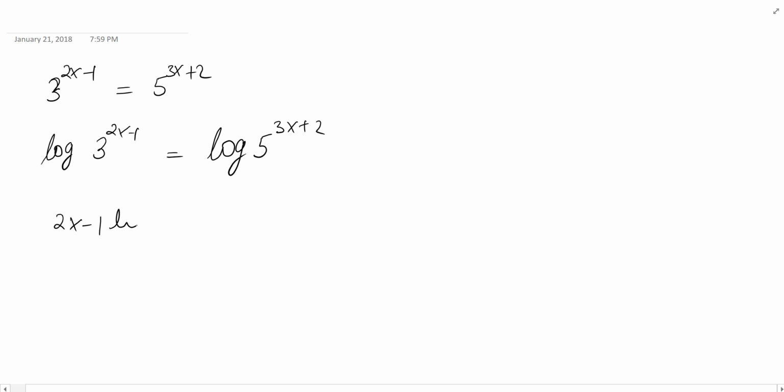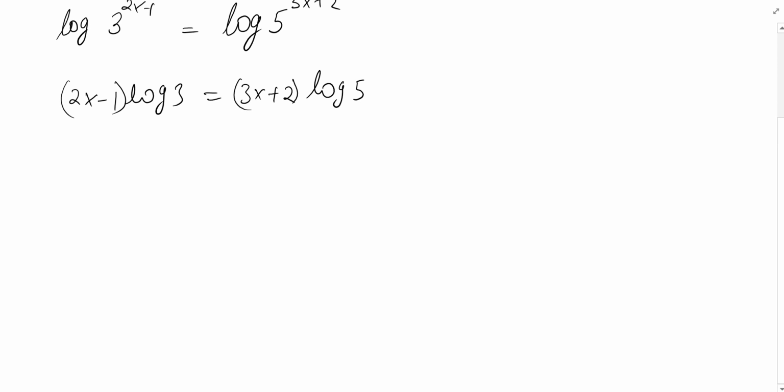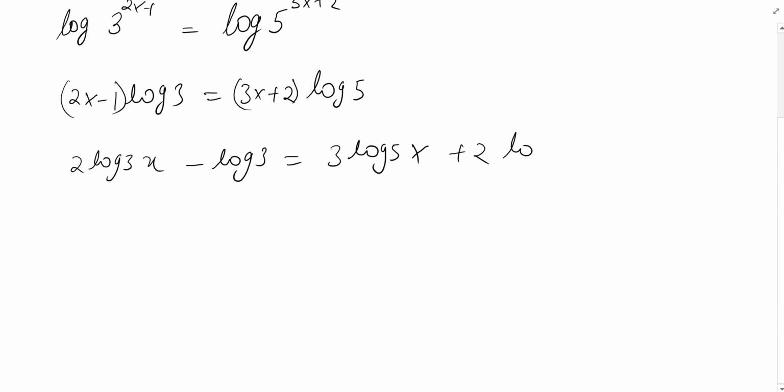Power is going to come down, and we get log of 3 in the bracket. So this power comes down, and we do log of 5 in the bracket. We have to evaluate x out of this equation. So we multiply them with the log 3. So we have 2 log 3 x minus log of 3 equals 3 log 5x plus 2 log of 5.